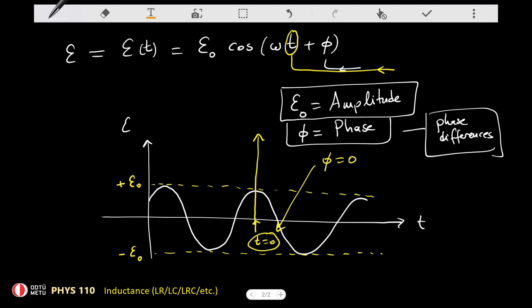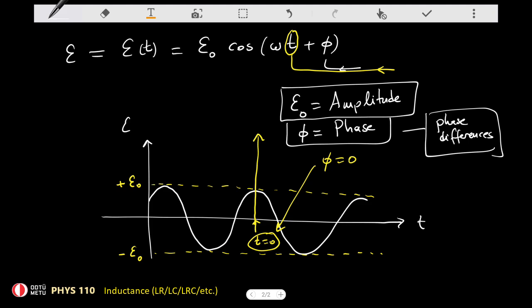So we will be basically talking about phase differences frequently. Just keep in mind that, for example, the phase of the EMF can be chosen arbitrarily. You can set it to be equal to 0. But depending on the chosen phase, the other circuit elements or other quantities might have different phases. So it's something that you cannot get rid of entirely. So just keep this in mind.